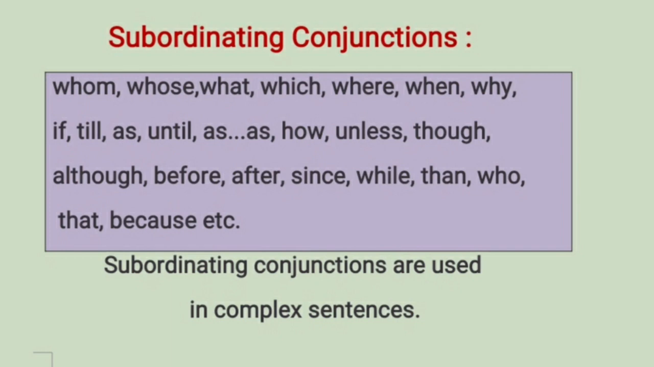Now see the list of subordinating conjunctions: whom, whose, what, which, where, when, why, if, till, as, until, how, unless, though, although, before, after, since, while, then, who, that, because. These are subordinating conjunctions. Subordinating conjunctions are used in complex sentences.